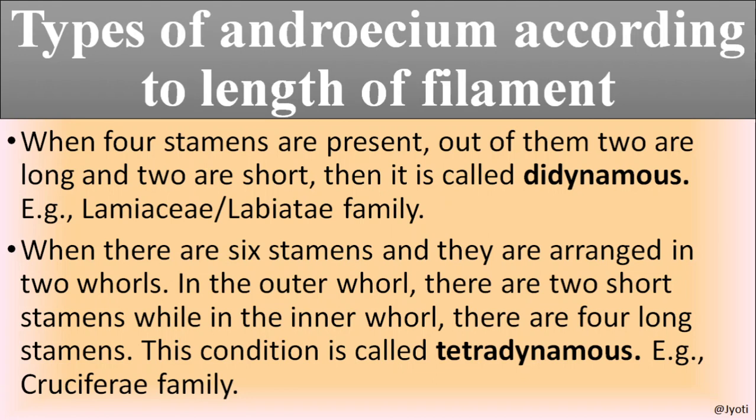In different flowers, the length of the filament of the stamen is different, and basing on that, the stamens are of two types, didynamous and tetradynamous. In didynamous condition, 4 stamens are present, and out of these 2 are long and 2 are short. In tetradynamous, 6 stamens are there and they are arranged in 2 whorls, out of which 2 are short and 4 are long. 4 are inner which are long and 2 are short which are outer.